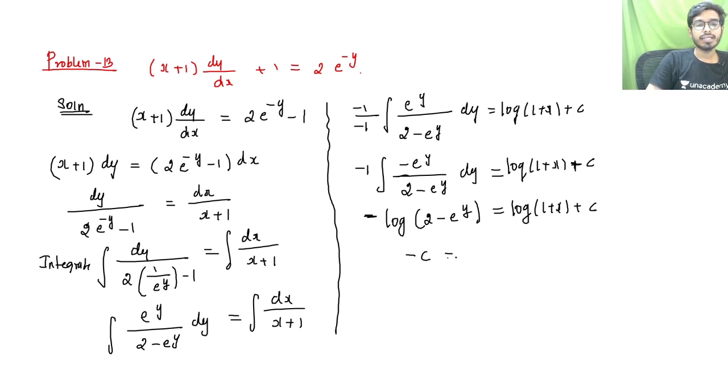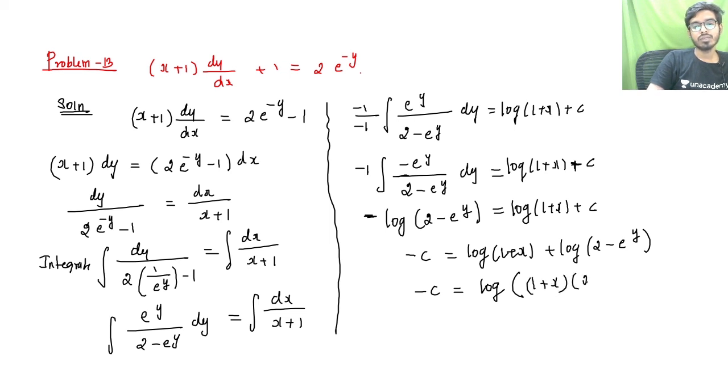So we will have minus c is equal to log of 1 plus x plus log of 2 minus e power y. So log a plus log b is log ab. This will be 1 plus x into 2 minus e power y, right? If you don't want log here, take e on both sides. So take e, so this will be e power minus c is equal to e power log of 1 plus x into 2 minus e power y.